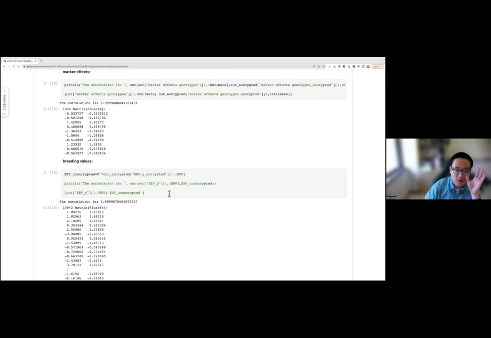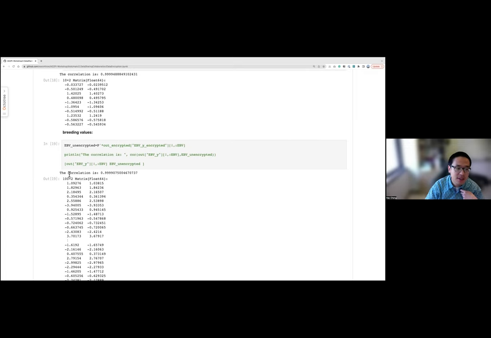From the encrypted data, we are going to get encrypted genetic values. It's the figure I showed you at the beginning. After the data analysis, for the breeding value we get an encrypted breeding value. The data analyst returns the encrypted genetic value to us, and because I have the key as a data owner, I use the key to decrypt the breeding value. After decryption, the correlation between the EBV using raw data and encrypted data is again almost equal to one.